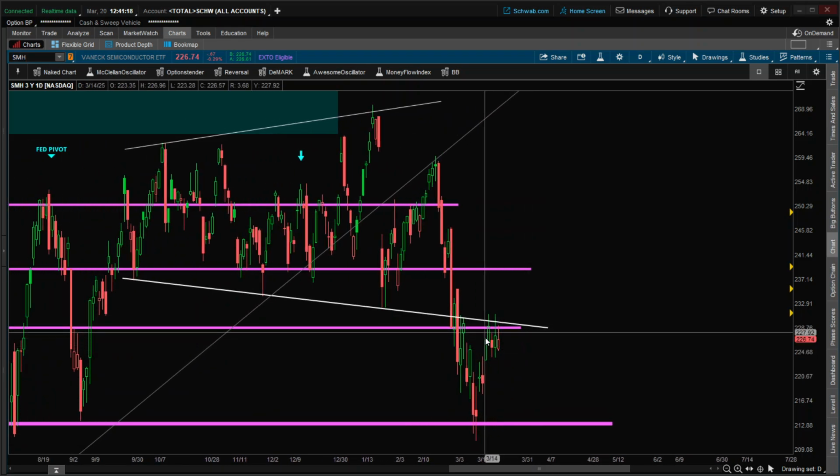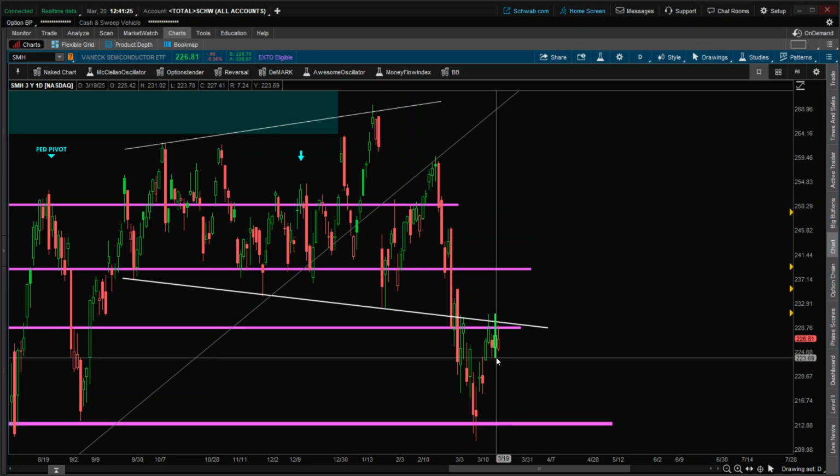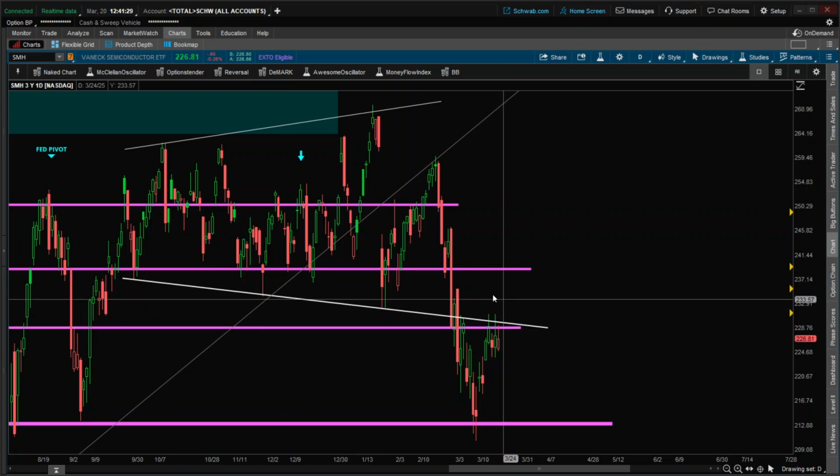It's the same thing. We're in equilibrium. If we break these lows, we're probably going to head lower here at 224, 223. But we're looking to break back into this megaphone. That would be positive for the bulls.